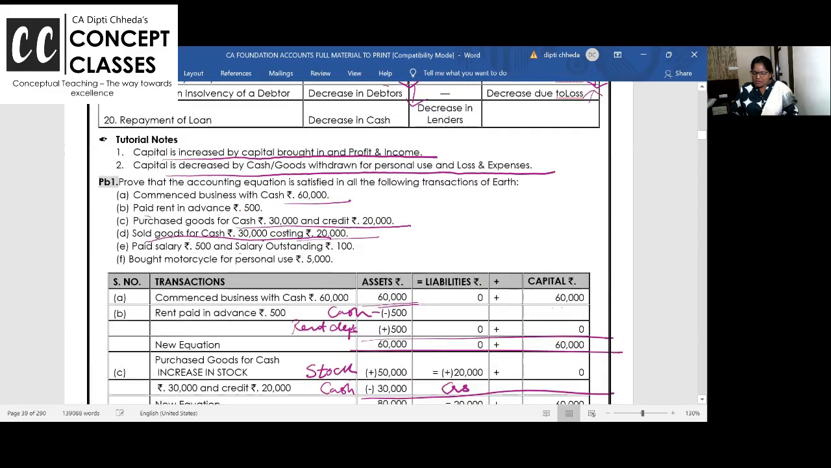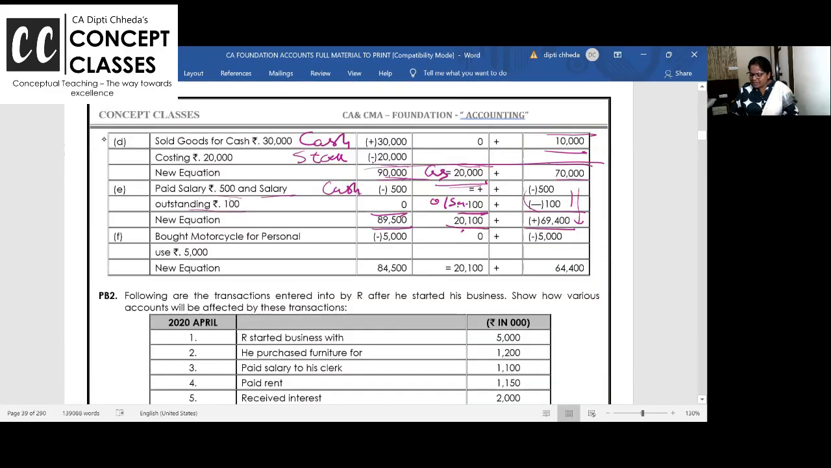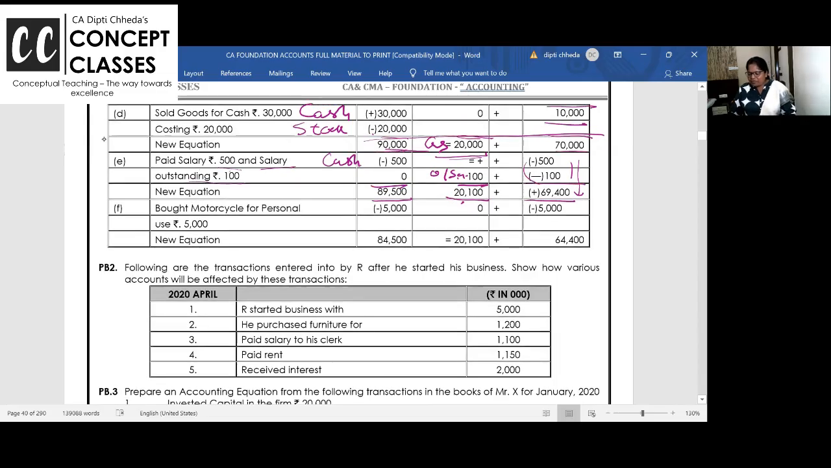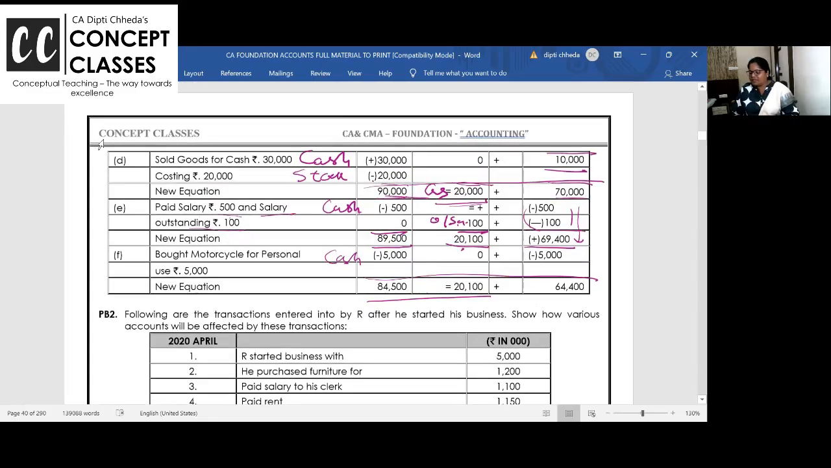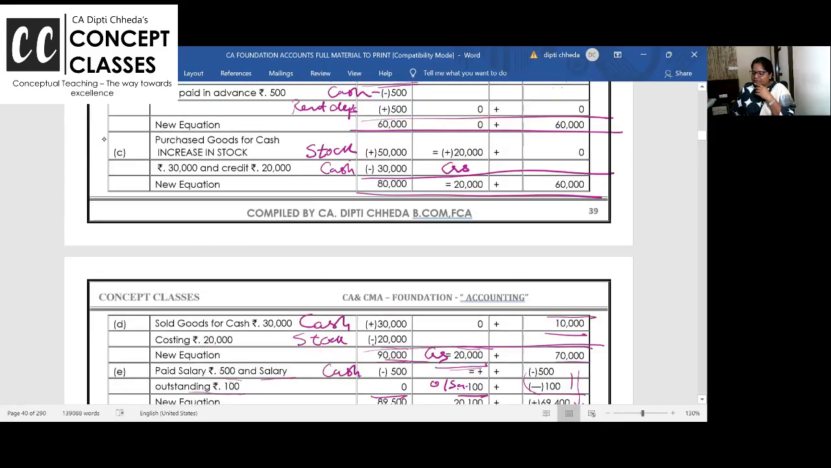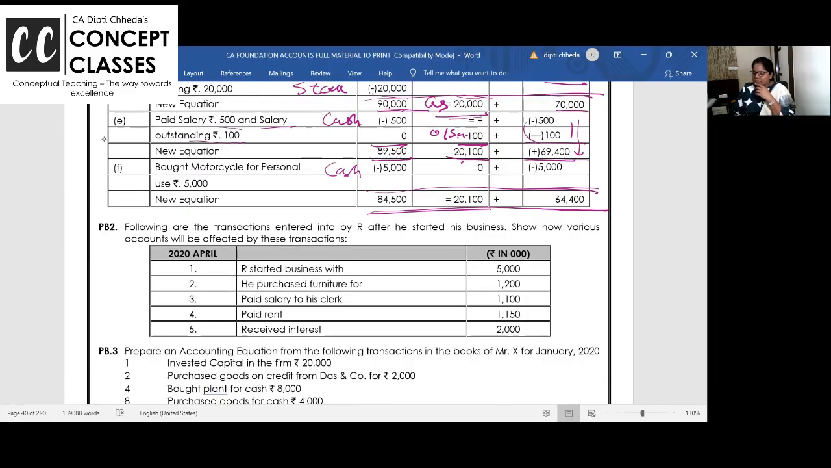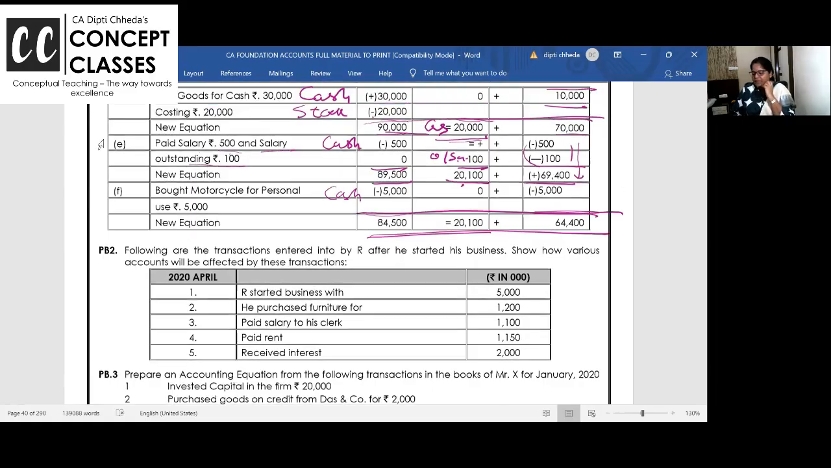Now, last one. Bought motorcycle for personal use. But cash, so you have paid from the firm, no? Cash is going out for purchase of the motorcycle. Cash is going out, 5,000. And it is for personal use, so it is drawings. So 5,000 is going out. Drawings. Capital is going out. Theek hai? Right.